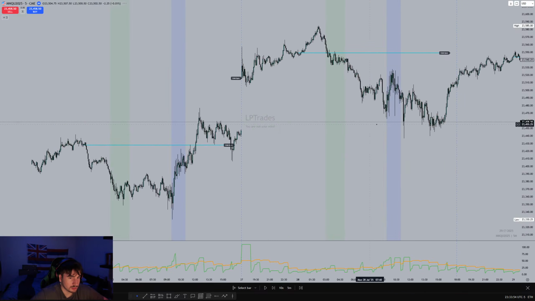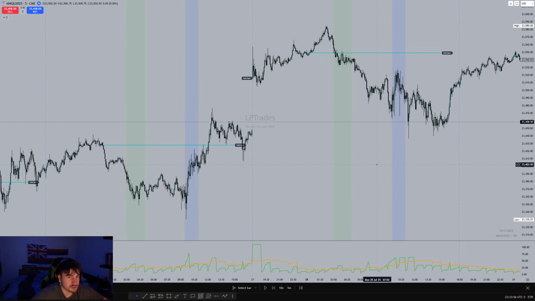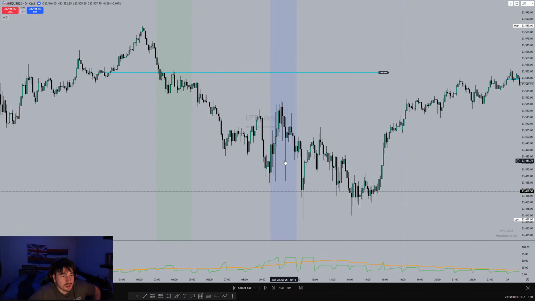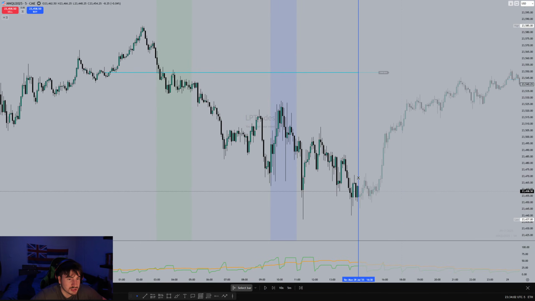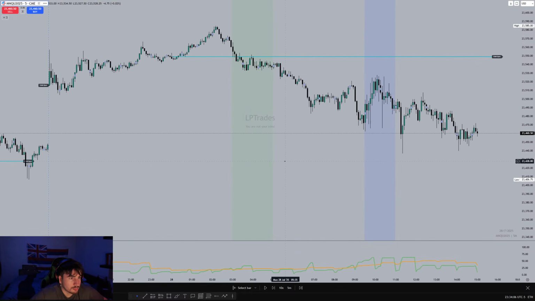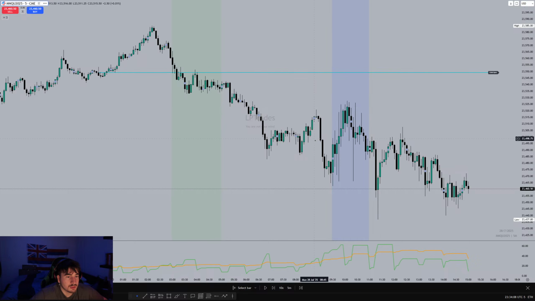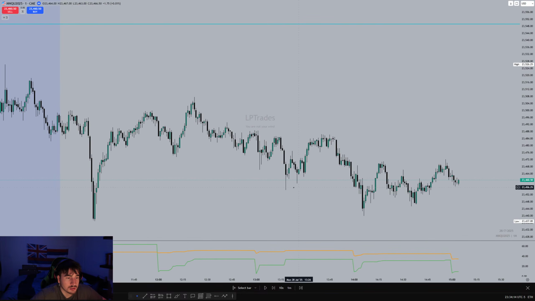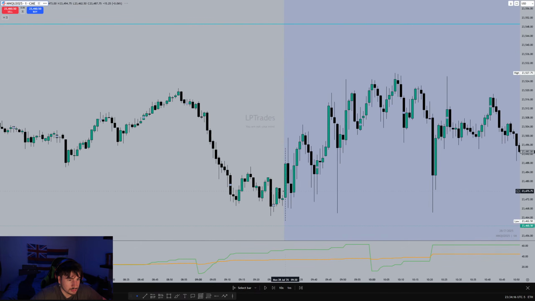But one thing I know for sure is that the days where it just moves in one direction all day and doesn't consolidate at all ahead of the time to trade, that's not profitable. For me at least, for my model. But anyways, here we're deep in discount. We do manipulate in 9, so let's look for a change in state of delivery. Yeah, okay, we get that right here.